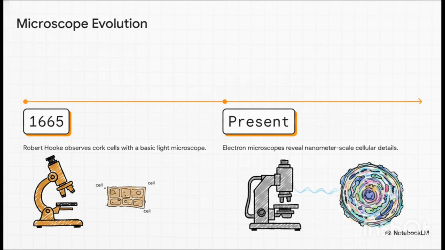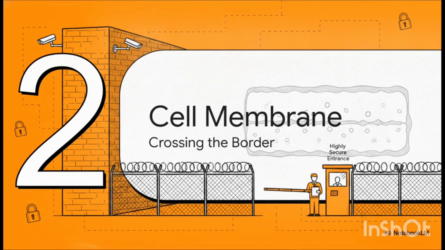Fast forward to today, and we've leaped incredibly far. We've got massive electron microscopes that use a beam of electrons instead of light. These absolute game changers let us zoom into the nanometer scale. That's 1/1000th of a meter, by the way, letting us see the crazy complex details inside these cells with crystal clarity.